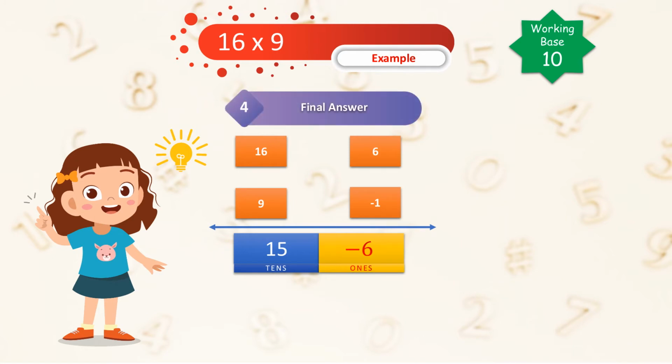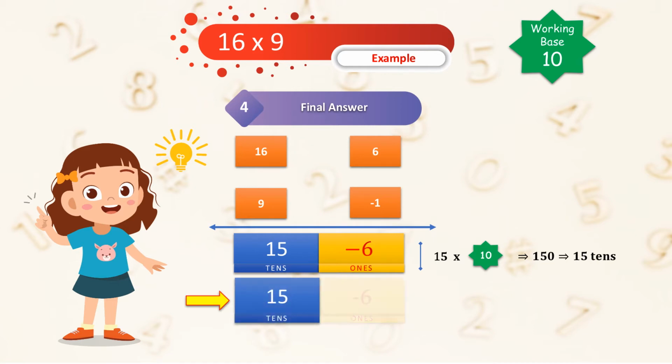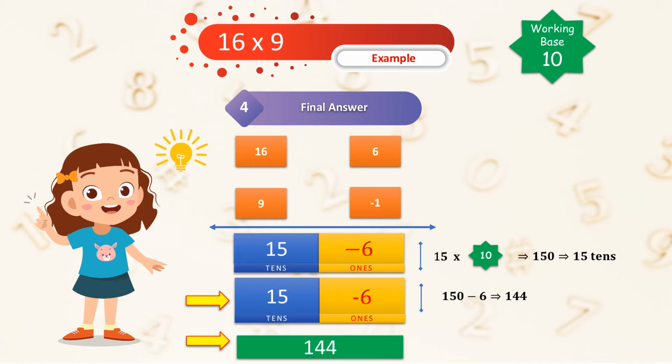Step 4, we'll get to the last step, and this is our final answer step. Now, 15 tens is equivalent to 150 ones. But in order to get the result, we have to subtract 6 from 150. 150 minus 6 equals our answer, 144.